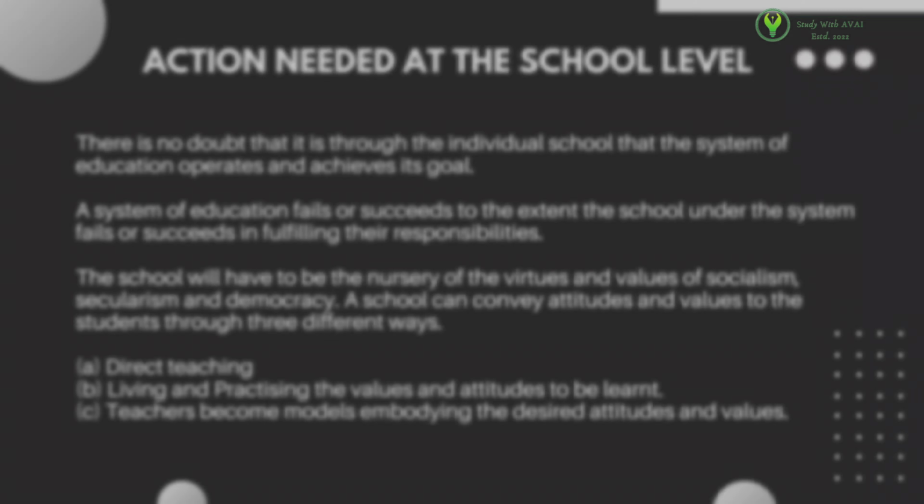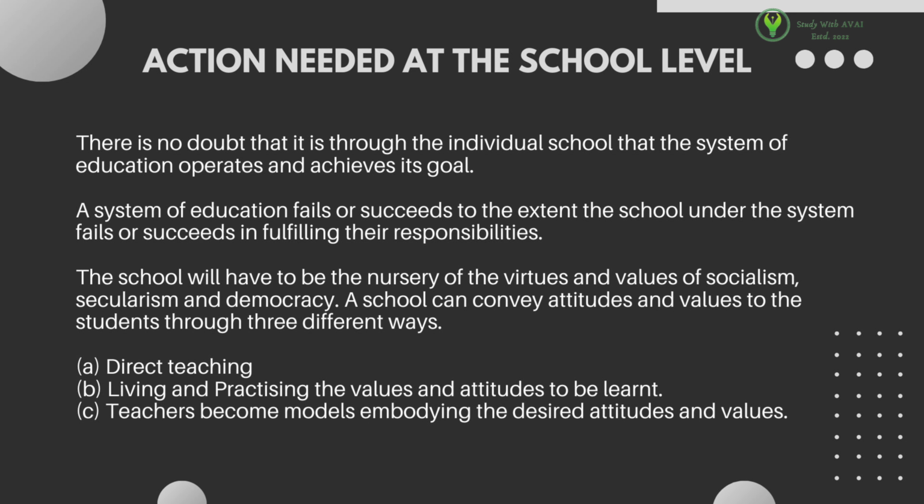Moving on with action needed at the school level. There is no doubt that it is through the individual school that the system of education operates and achieves its goal. A system of education fails or succeeds to the extent the schools under the system fail or succeed in fulfilling their responsibilities. The school will have to be the nursery of the virtues and values of socialism, secularism and democracy. A school can convey attitudes and values to the students through three different ways. A. Direct teaching. B. Living and practicing the values and attitudes to be learned. C. Teachers become models embodying the desired attitudes and values.